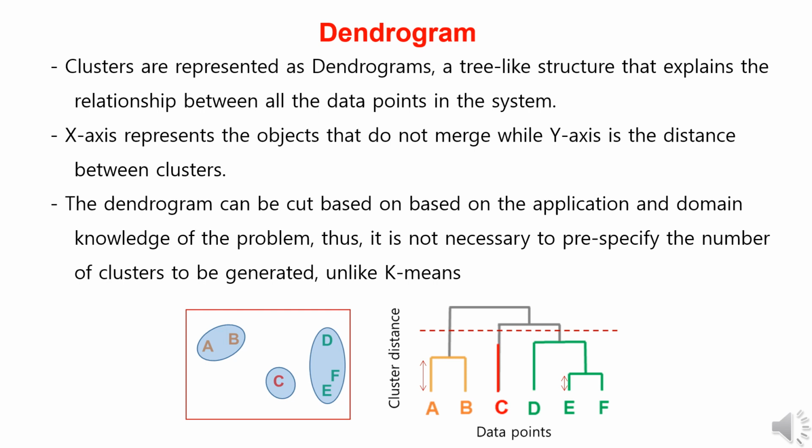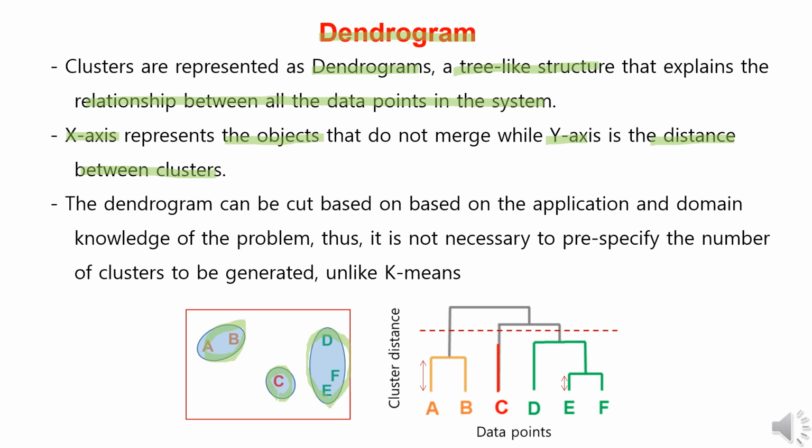In hierarchical clustering, clusters are represented using dendrograms. A dendrogram has a tree-like structure that illustrates the hierarchical relationships between all the data points in the system. On the x-axis, you have the objects, while the y-axis represents the distances between clusters. Imagine a scenario where A and B form one cluster, C is another cluster, and D, E, and F form a third cluster, as shown in the diagram below.